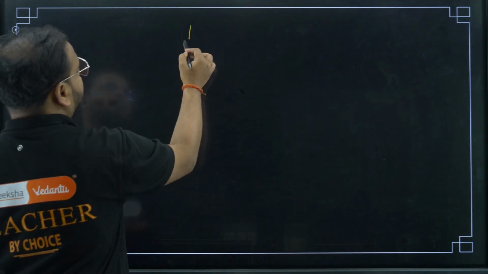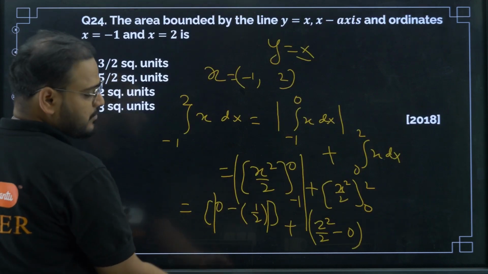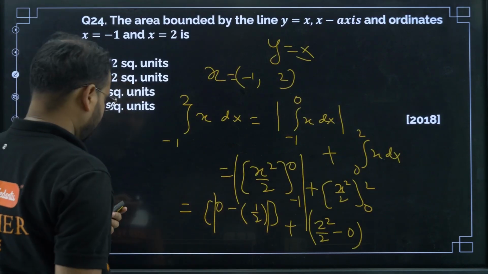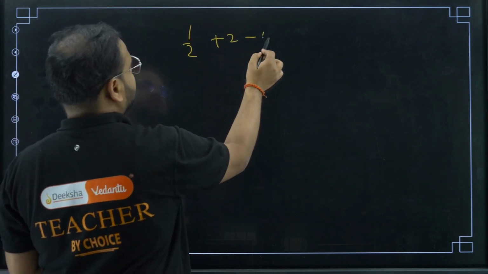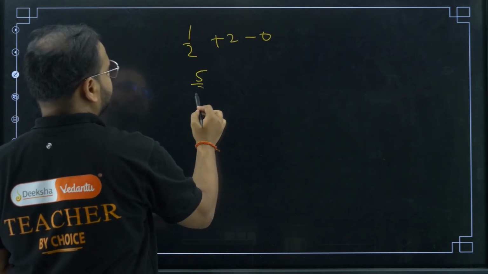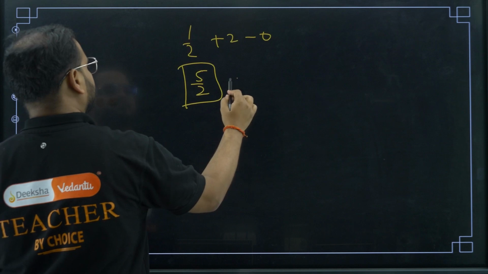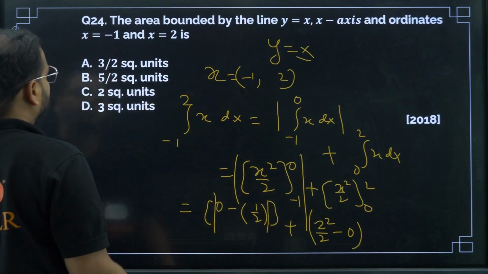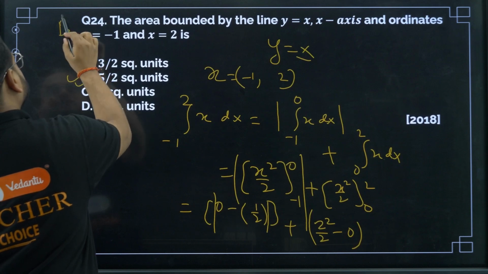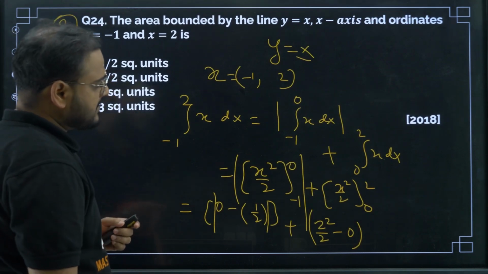What is the next thing? 1 by 2. How come, sir? Mod of minus 1 by 2 is how much? 1 by 2. And what will this be? 4 minus 4 by 2 is how much? So plus 2 minus 0. How much is that? 5 by 2 square units. In the options, 5 by 2, option B is there, sir. Okay, option B is there.